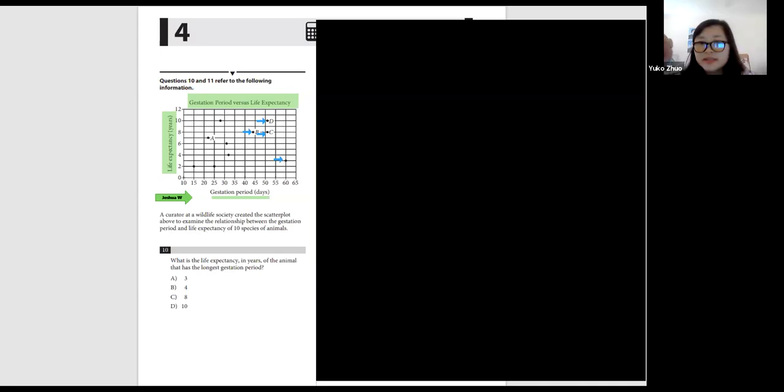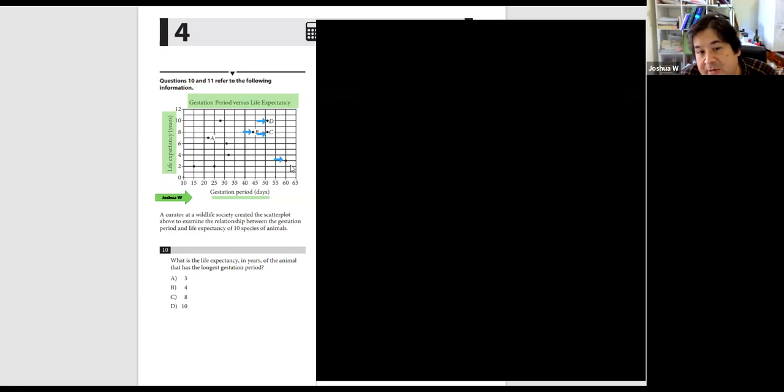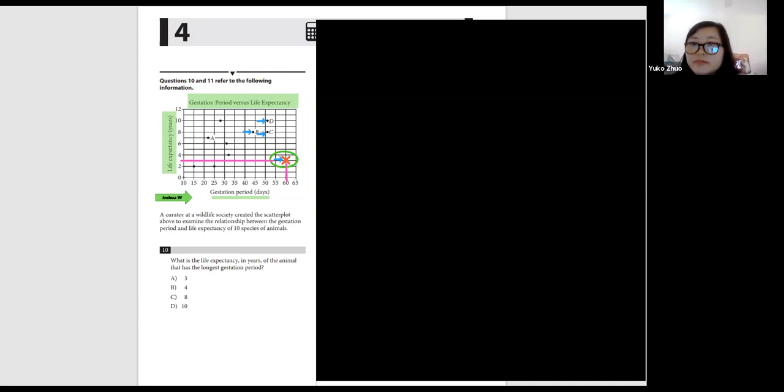The one at 60. All right, does everyone see that? That's the most extreme. It takes 60 days for this animal for the baby to be ready to be born. The mother carries it, for example, for 60 days. That's two whole months. Okay. So how long is that animal expected to live when it is here on planet Earth? So 2 months of growth. And what's its life expectancy? 3 years. Just 3 years.